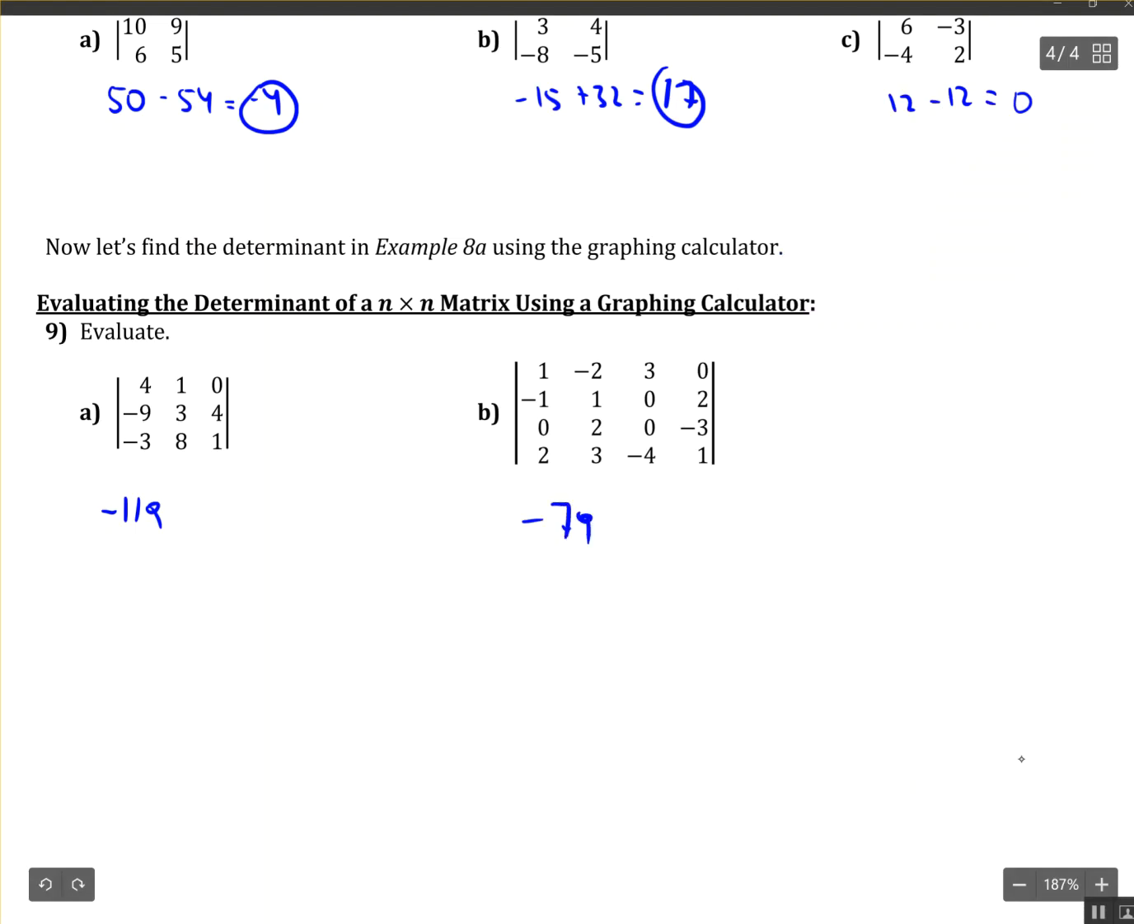All right, that is the end of chapter 8. The next section that we're going to start talking about is conic sections. So I'll see you then.